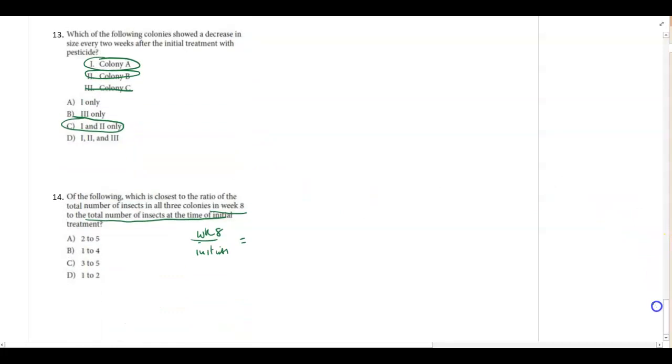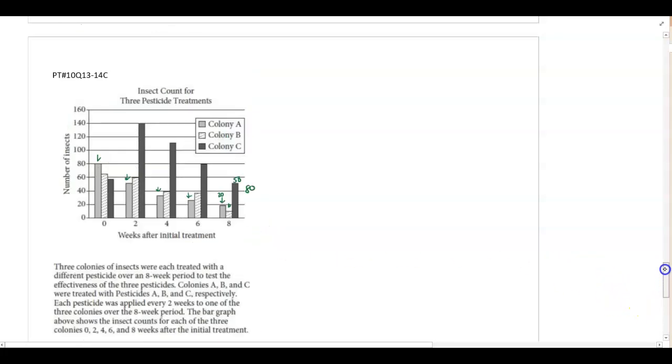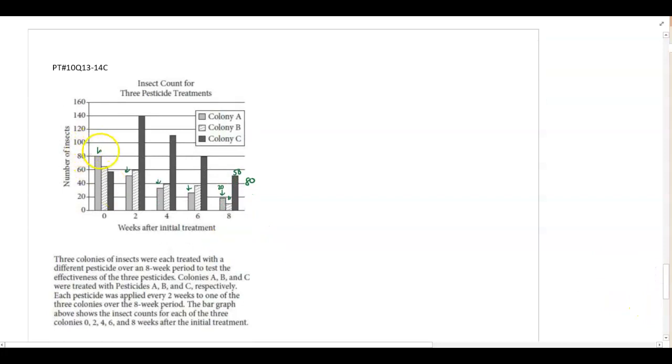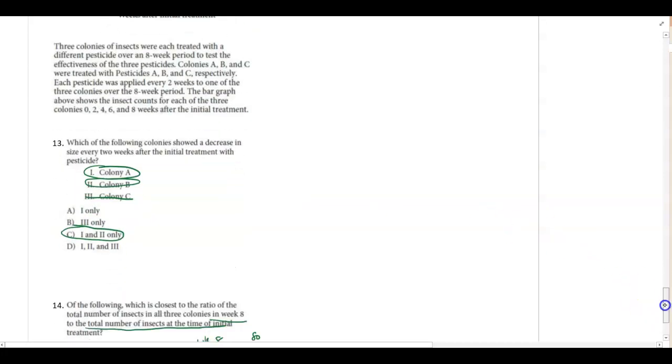So my numerator here would be 80 over. Now, the initial treatment, I would say this is 80. This is about, say, 65. And that's 40, that'd be 50. So I'm going to say that's about 55. When I add these up, that's 80 plus 65 is 145. Plus 55 is about 200 at initial treatment.